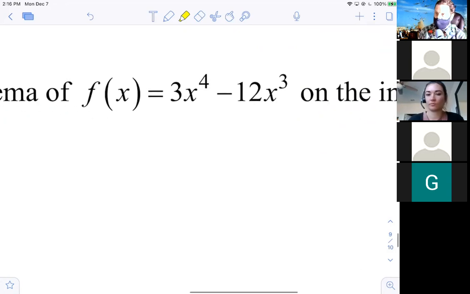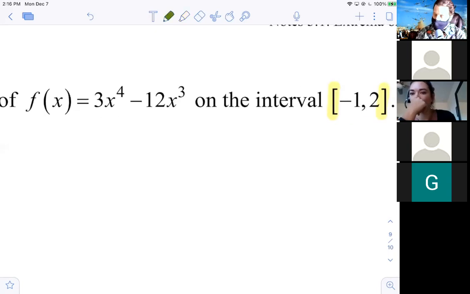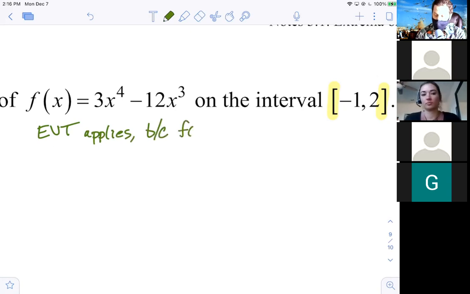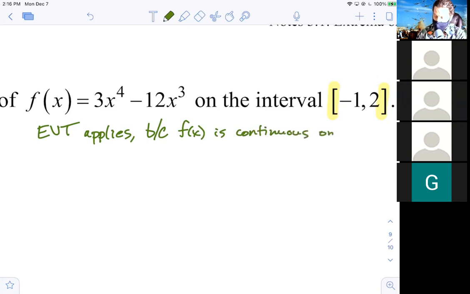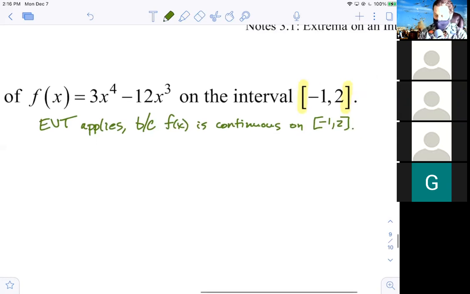Well, what type of function is f of x? Polynomial, good. And where are polynomials continuous and differentiable? Everywhere. So does the EVT apply? Yes. And you don't have to be super specific. Just say EVT applies, comma, because f of x is continuous on, and then you specify the interval from -1 to 2. You don't want to say it's continuous for all real numbers. You always want to speak specifically to the theorem itself, which is that closed interval. So the IVT, for what it's worth, also applies, but that's not what we're after in this case.